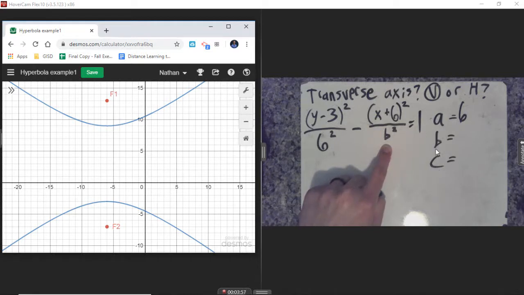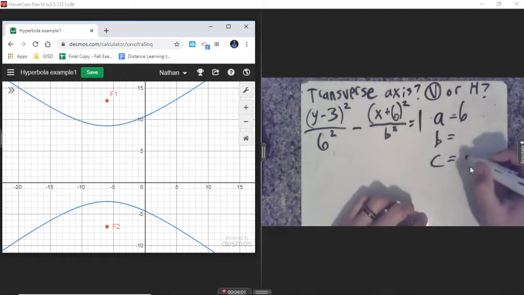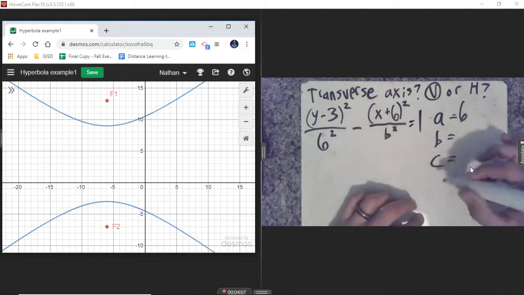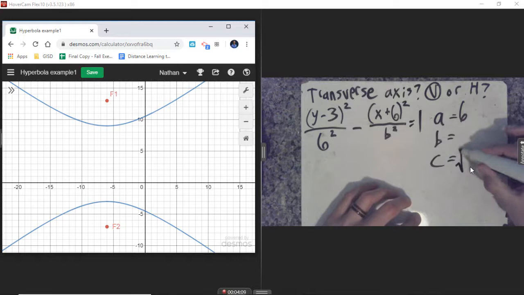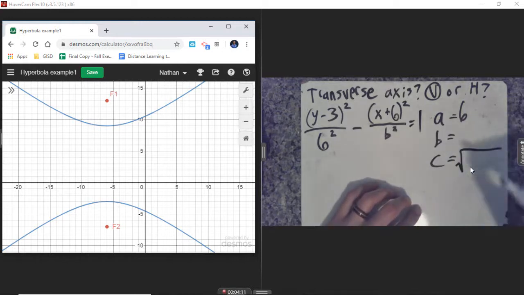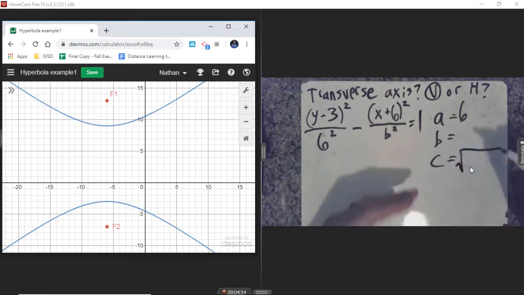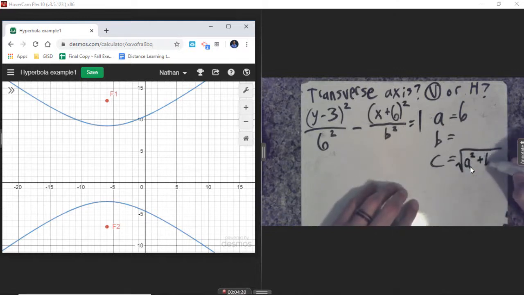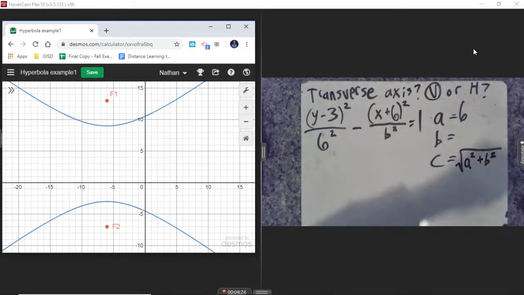Now the relationship between C and A and B, don't forget, for a hyperbola, this was in that textbook, the little section that I showed you. For a hyperbola, the relationship between A, B, and C is as follows. C is actually equal to the square root of A squared plus B squared, always. That's always going to be the case for a hyperbola.